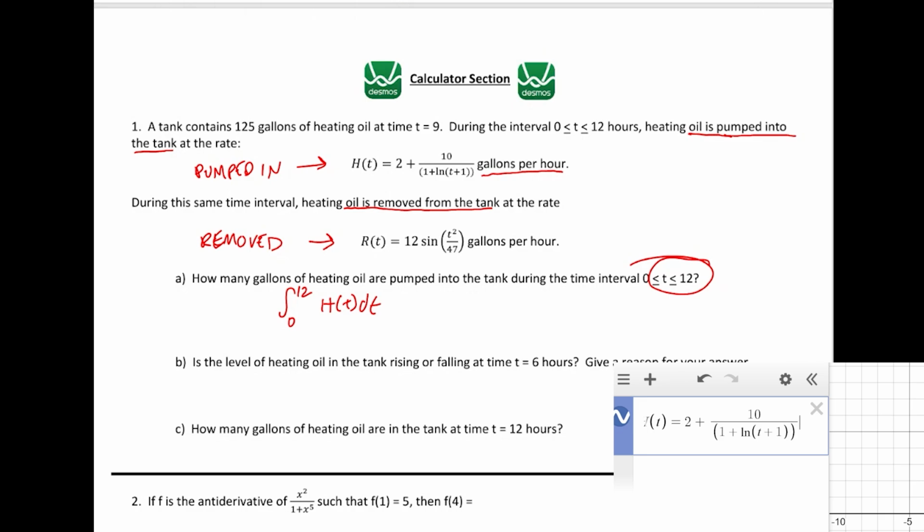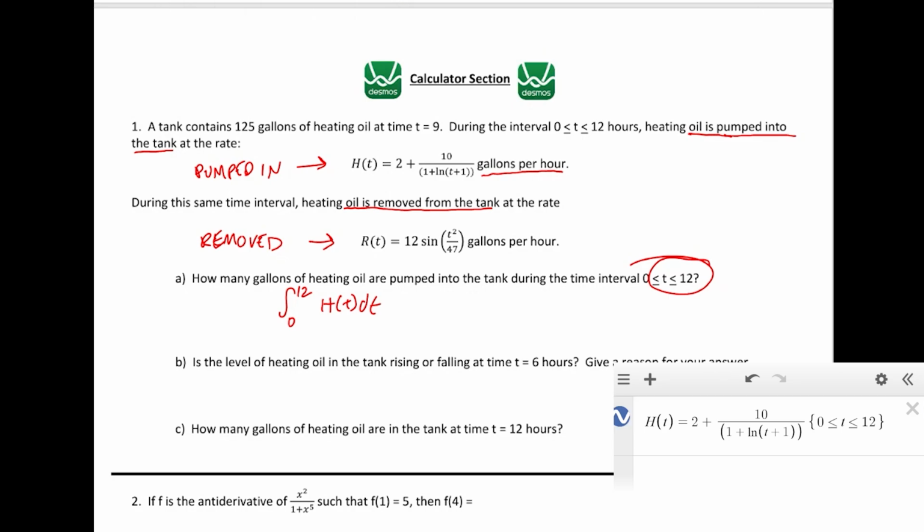Okay, so the interval we're interested in here is 0 to 12. So let's go from 0 less than or equal to t less than or equal to 12, so that we only see the interval that we're interested in. We may not really need the graph at this point, but I'll zoom out just so you can kind of see what we're working with.